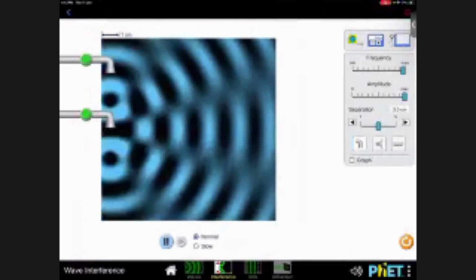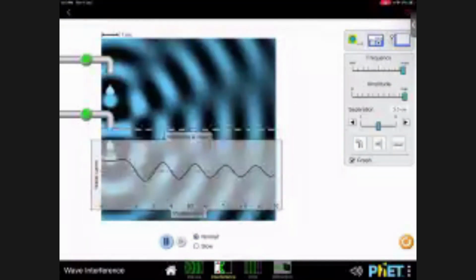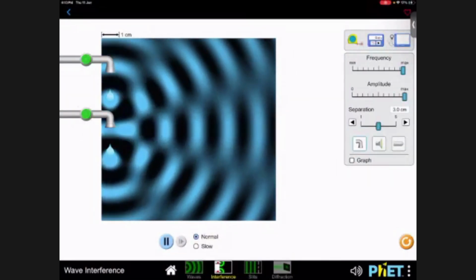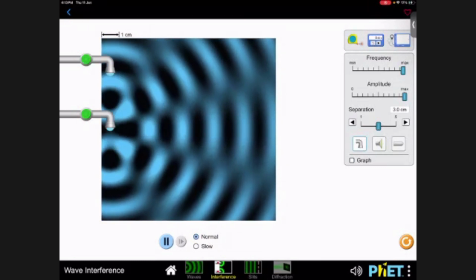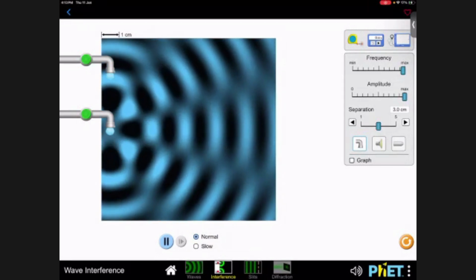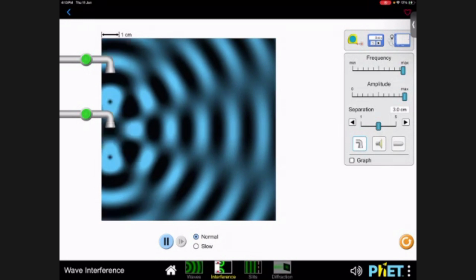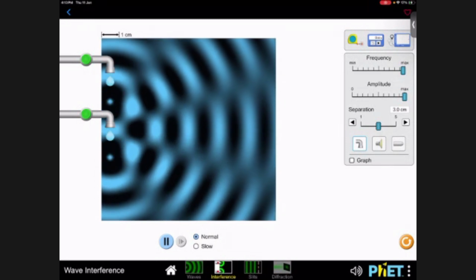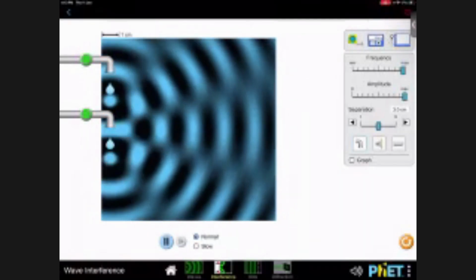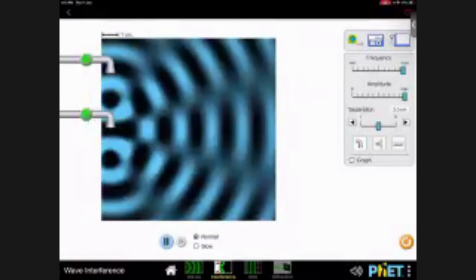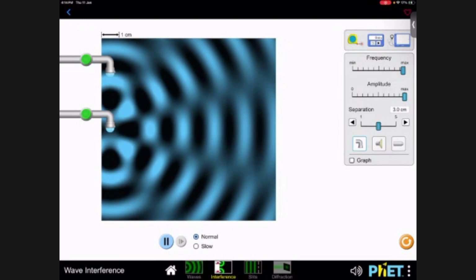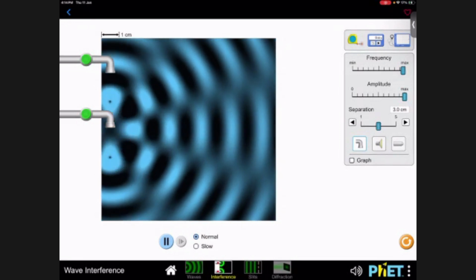And if I place a graph or a screen, essentially what's happening here is that these water waves are interfering, and at the center you have the region of maximum amplitude, because of constructive interference. The other region is destructive interference. So in theory, if you were to keep an object at that point, you wouldn't really feel any movement, because that's destructive interference. This is constructive interference, and that's destructive interference, right?